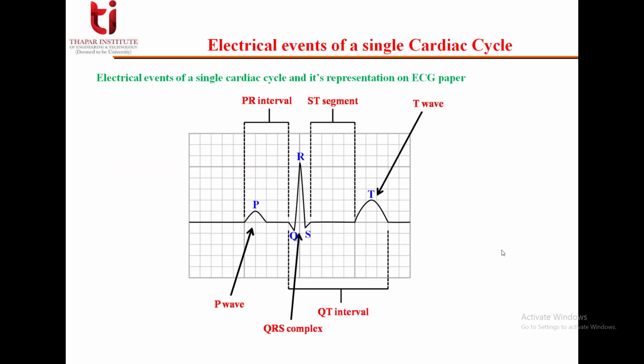Now these are the representations of different events or different parts. It is showing a single cardiac cycle on an ECG paper. So we will discuss each part in detail. This involves, as you can see, the P wave, QRS complex, QT interval, PR interval, ST segment, and T wave. We will discuss all in detail.